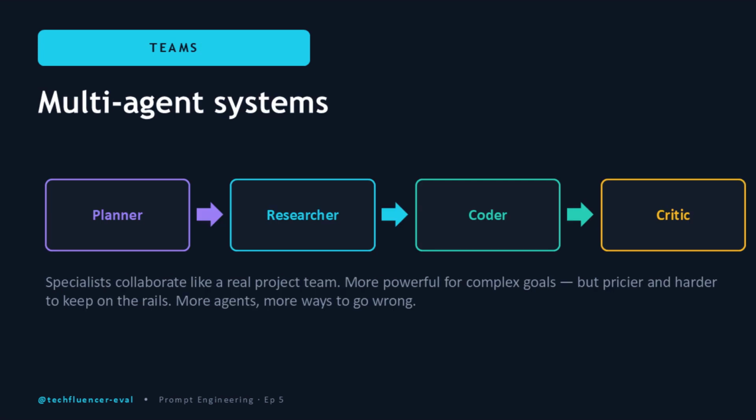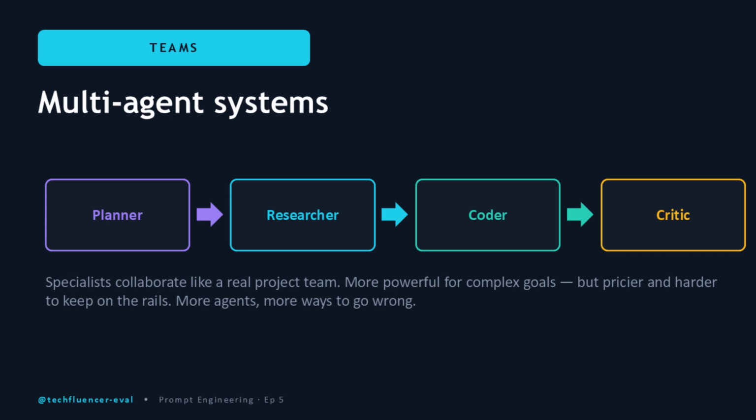Sometimes one agent isn't enough, and that's where multi-agent systems come in. Instead of a single generalist, you spin up a team of specialists, a planner that breaks down the work, a researcher that gathers information, a coder that writes the solution, and a critic that reviews it. They pass work between each other, each focused on what it does best, exactly like a real project team. It's more powerful for complex goals, but fair warning, it's also more expensive and harder to keep on the rails. More agents, more ways to go wrong.